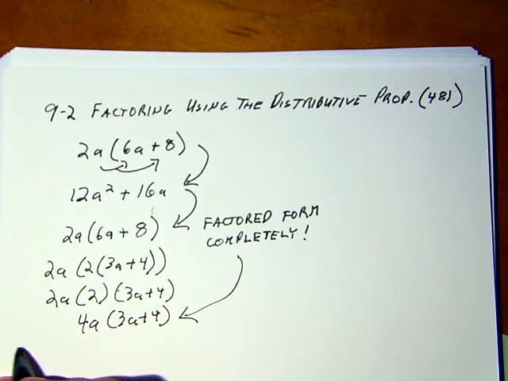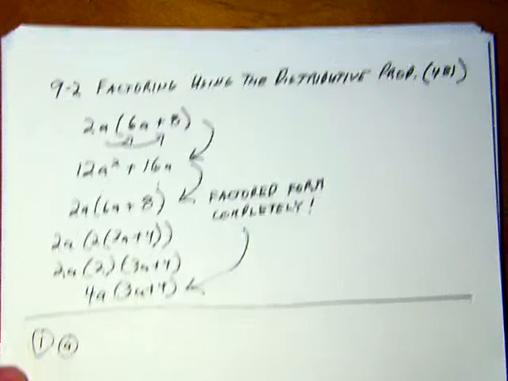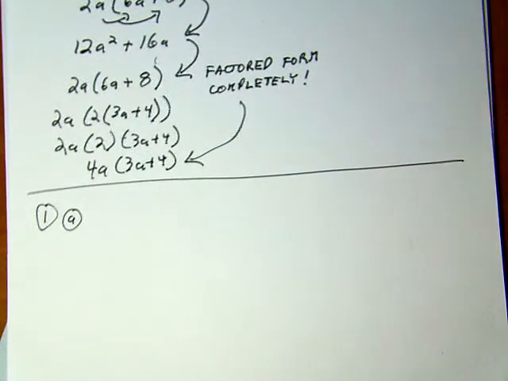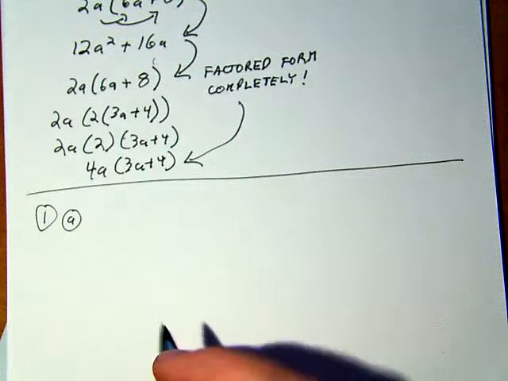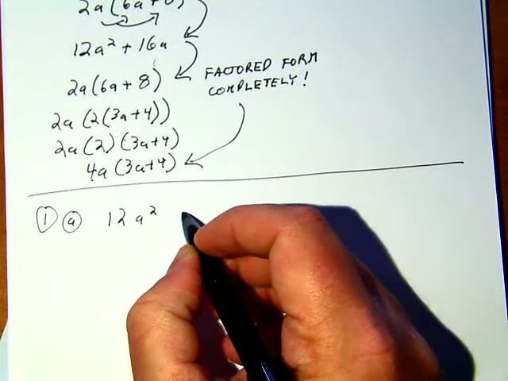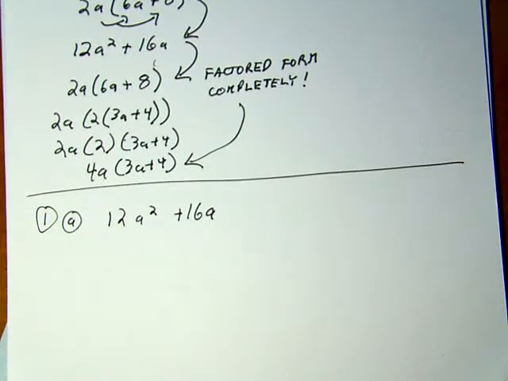Let's look at an example of factoring. Example 1a from your book. Okay, 1a. Here we go. It is 12a squared plus 16a. Now, I'm going to do the same problem we just looked at, but I'm going to show you the correct way of figuring that out.